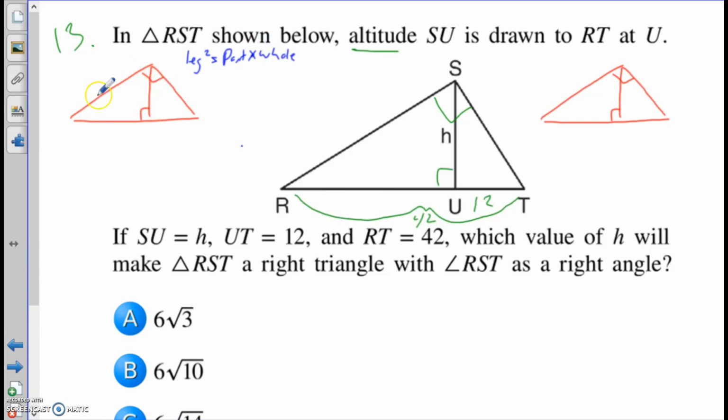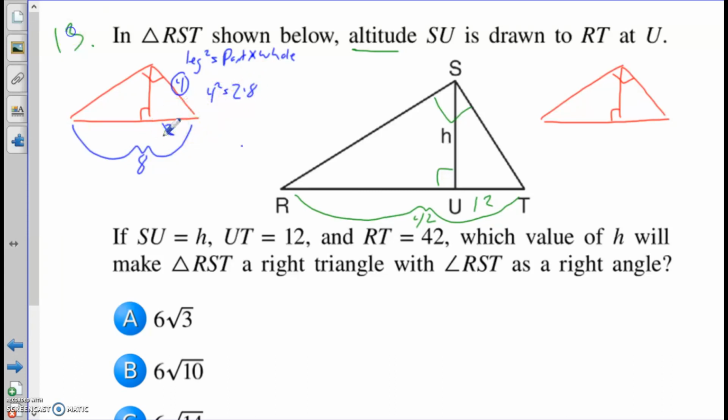What we mean by that is if I have a leg, like let me say this is a leg of 4. Let me do this side actually. Let's say this leg is 4, this is 2, and that would make this whole thing 8. Because the leg squared, which is this 4 squared, is 16, equals the part of the big hypotenuse that's attached to it, this 2, times the whole hypotenuse 8. So 4 squared equals 2 times 8, which is 16.